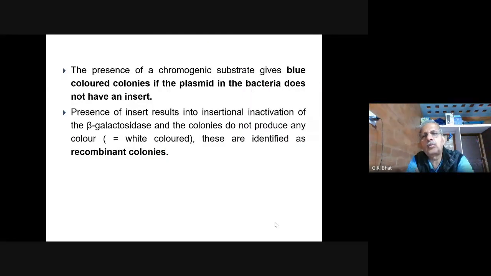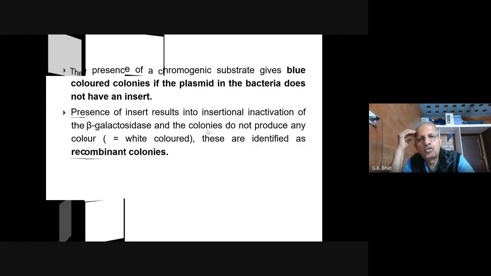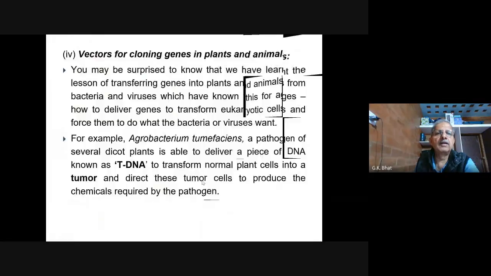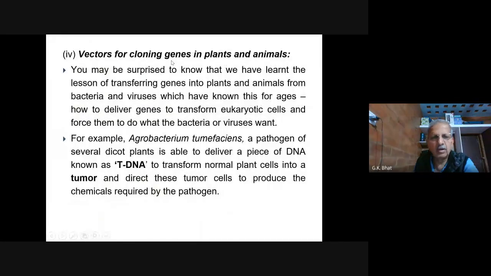The presence of chromogenic substrate gives blue colored colonies if the plasmid in the bacteria does not have an insert. The presence of an insert results in insertion inactivation. Whenever we add an insert, it is insertion inactivation. Insertion inactivation makes the gene not function. Right? I'll be taking this up again in the afternoon if you want.